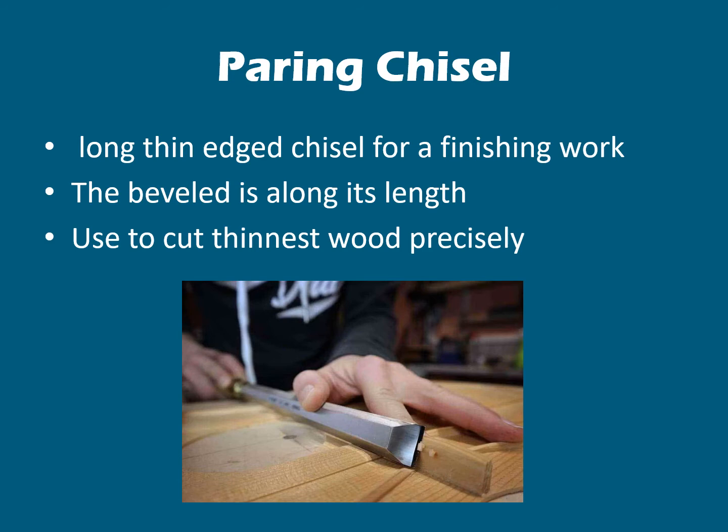Paring chisel. Usually used for small wood and tight spaces. The long blade is very suitable for cleaning the groove and finishing and neatening up joints. A long thin edge chisel for finishing work. The bevel is along its length. Used to cut the thinnest wood precisely.